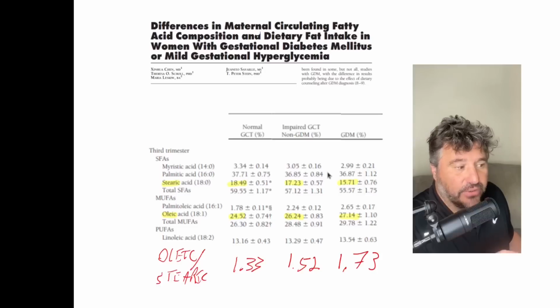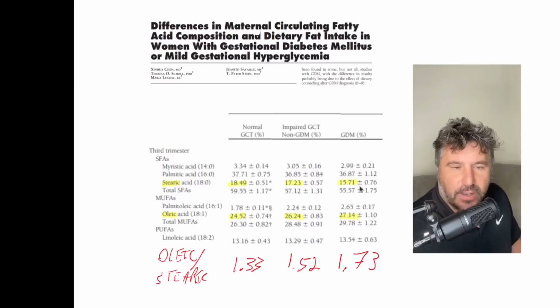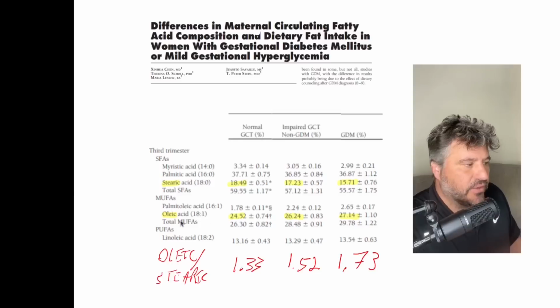None of these changes are due to diet. These changes are all due to internal issues in the women. You can see that with normal glucose tolerance, women have 18.5% of their circulating fats as stearic acid. As they become impaired glucose tolerance, that drops to 17.2%. And if they get gestational diabetes, stearic acid levels drop to 15.7%, and conversely, oleic acid levels go the other way, from 24.5 up to 27.1.